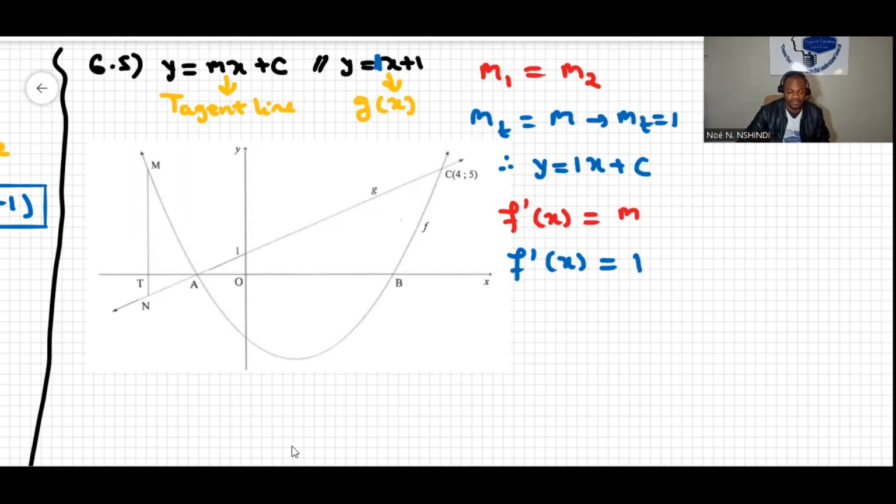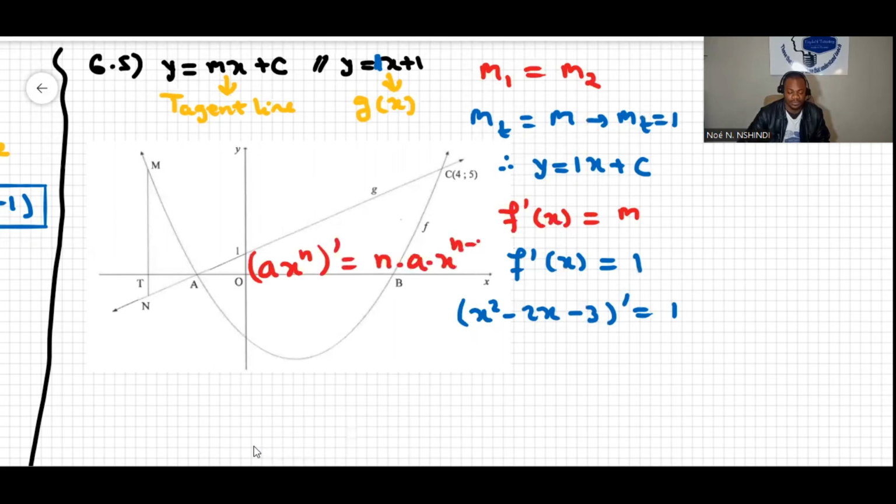So f of x is x squared minus 2x minus 3. The derivative must be equal to 1. So let's differentiate this. Remember the derivative formula: if you have a times x to the power of n, the derivative is n times a times x to the power of n minus 1. So over here we're going to differentiate each term of whatever is inside the brackets.